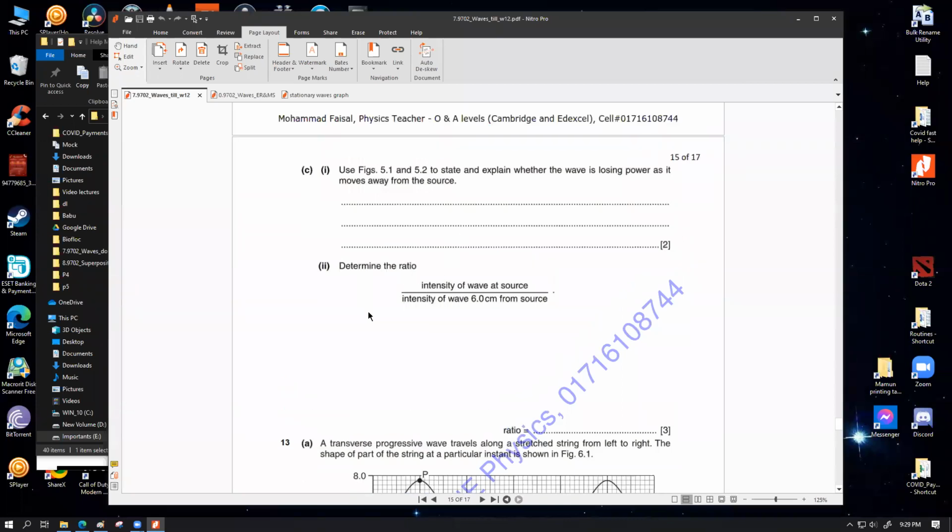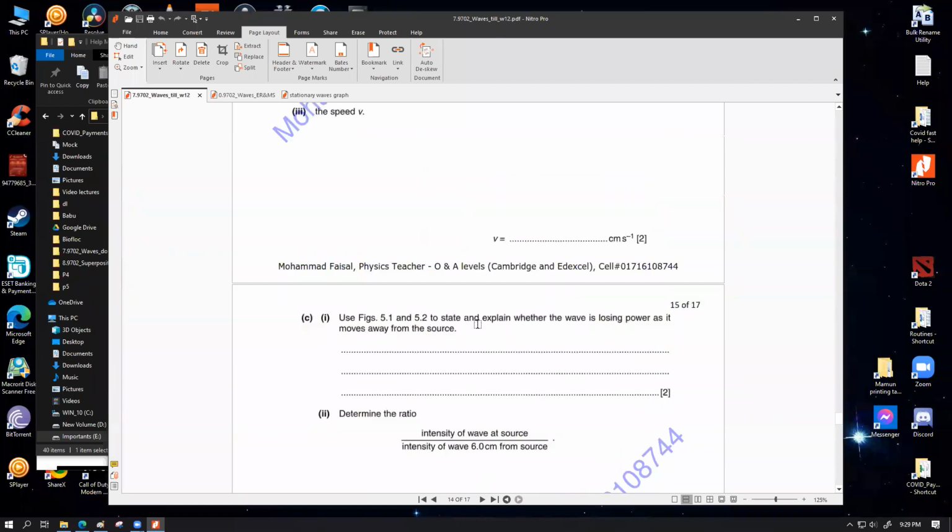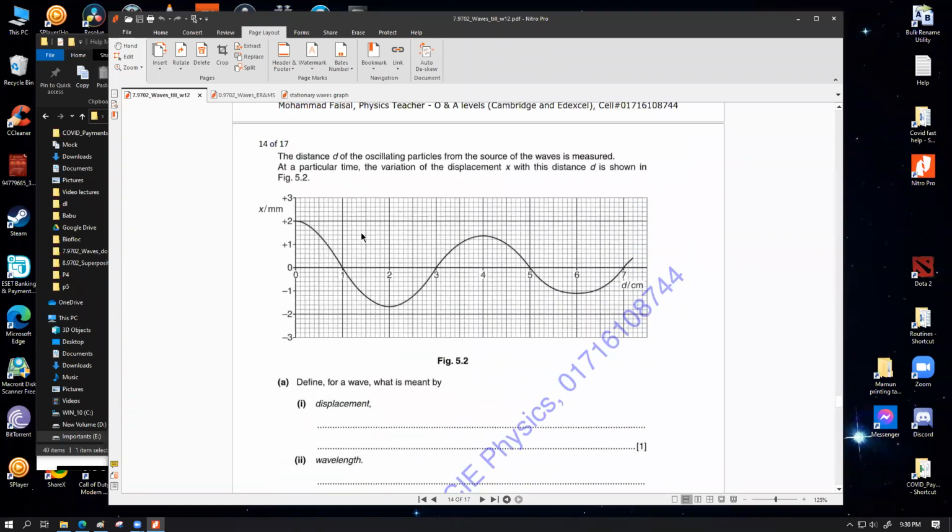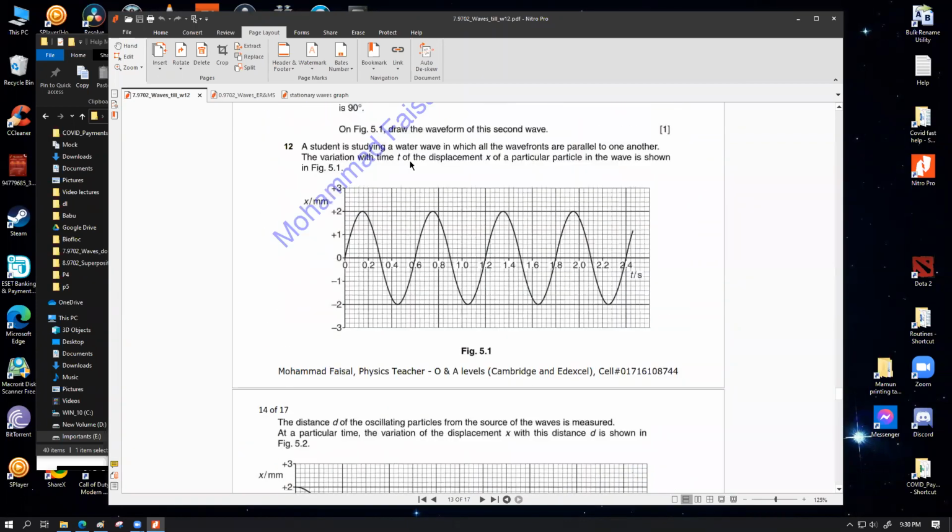I'm going to solve this question for you for a bit of understanding. This is actually a pretty simple question. Let's have a look at this one. A student is studying a water wave in which all the wavefronts are parallel to one another. The variation with time t of the displacement x of a particular particle in the wave is shown in figure 5.1. So this is the wave. This is the graph of displacement of a single particle with respect to time.